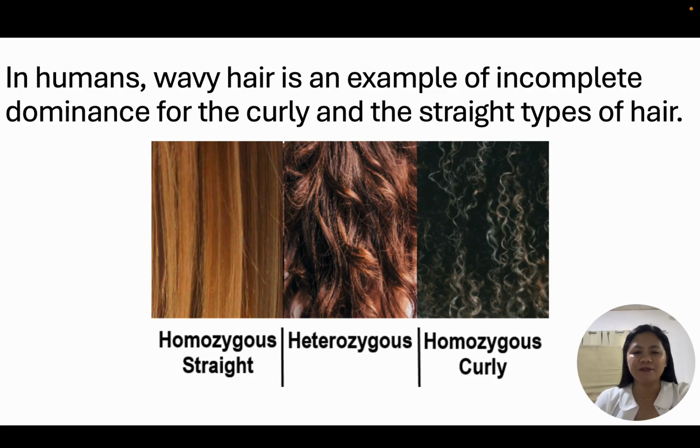Another real-life example, for humans, is hair. In humans, wavy hair is an example of incomplete dominance for the curly and straight types of hair. So in here, there's a homozygous straight and a homozygous curly. When they combine, they can produce a heterozygous that looks like this, not so curly and not so straight. This pattern of inheritance occurs when the allele for a specific trait does not dominate the other allele completely. That's the reason why it is called incomplete dominance.